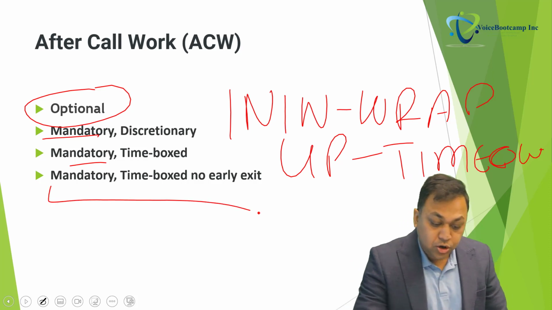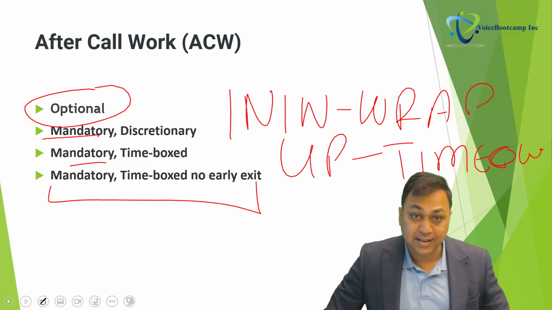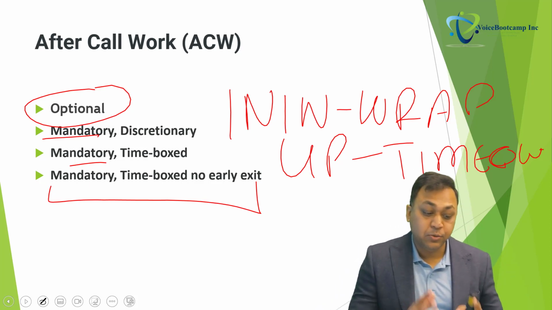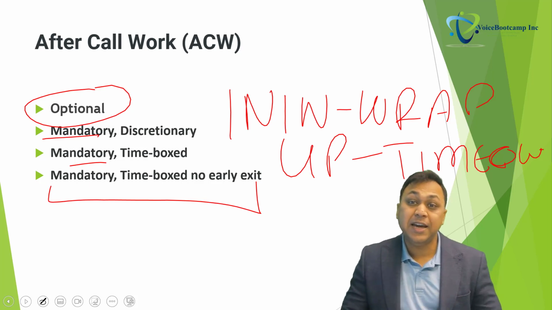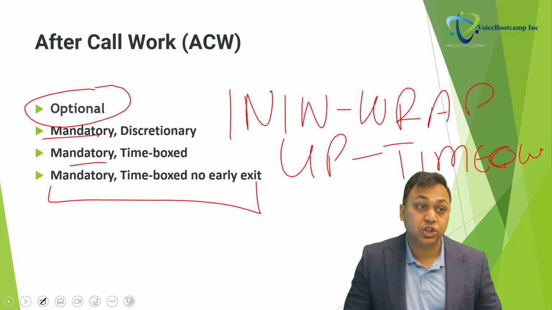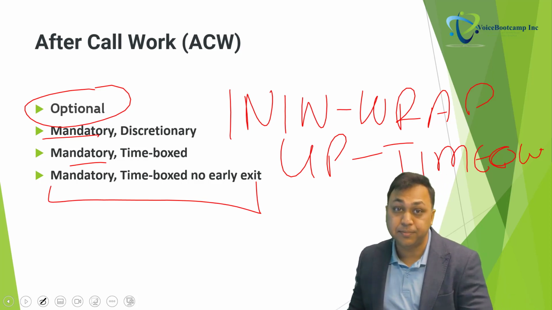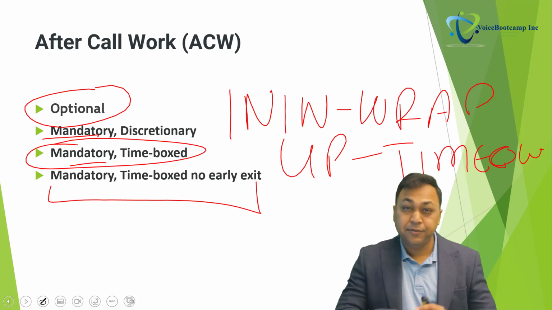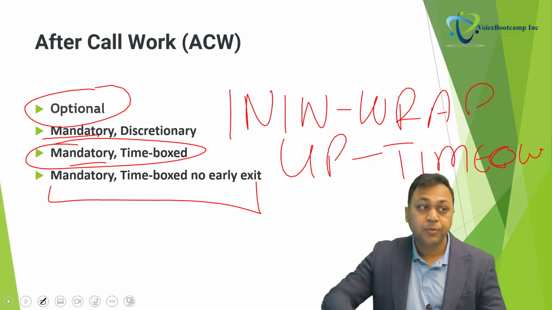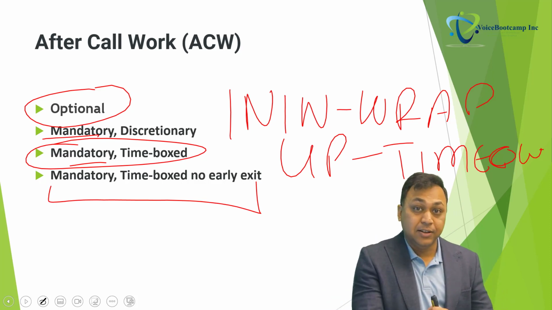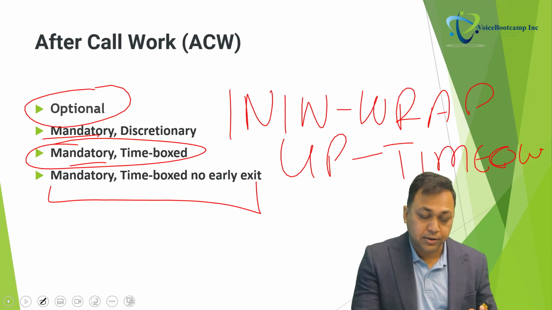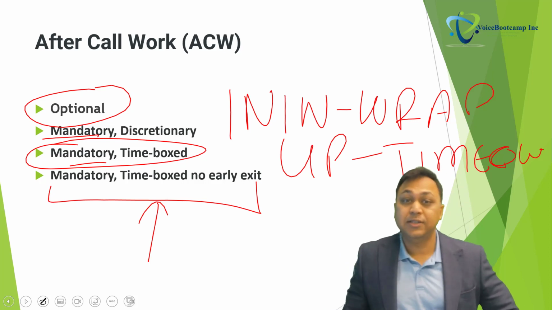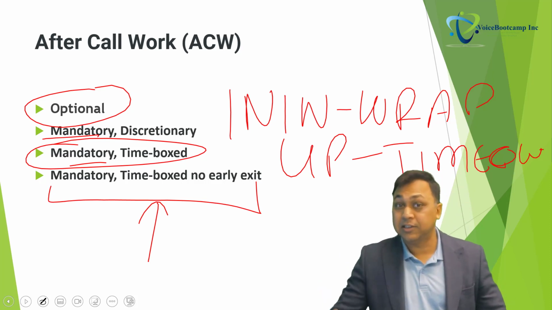Then you have the last one, called mandatory time box with no early exit. The behavior is the same as the previous one, where it will be timed. However, the agent cannot become available for the next interaction until a specific time has completed. That means in the previous one, if I had 20 seconds, and let's say I finish the work in 15 seconds and I choose a wrap-up code, I will become immediately available as part of the queue to receive a new call. But with the last one, no, I've got to wait that 20 seconds before I start accepting new calls.